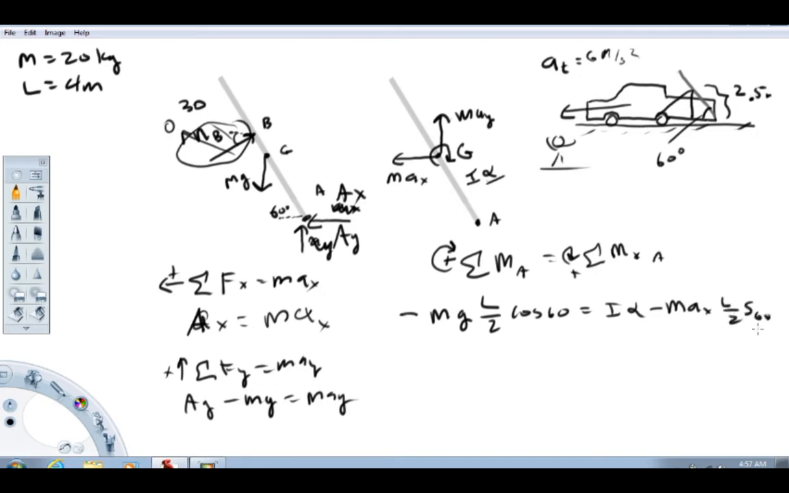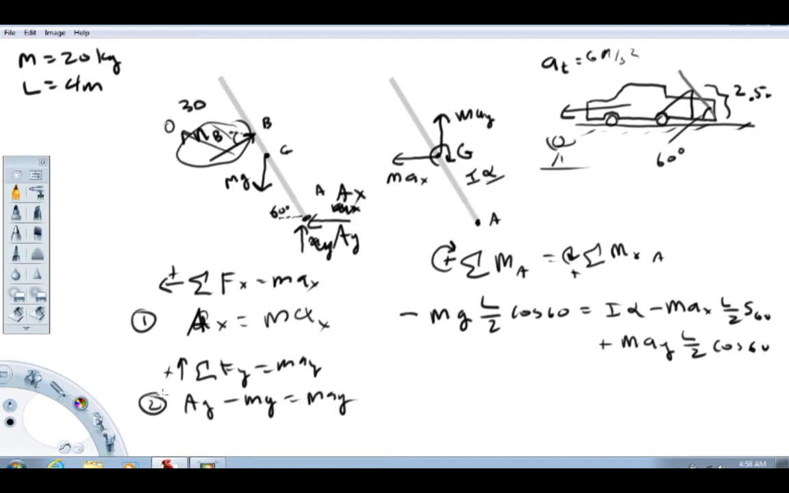Oops, and I ran out of room here. And the other kinetic moment term we have is for the MAY. Now that acts along this line, so the distance we need is L over 2 cosine 60. So the next line is going to be plus MAY times L over 2 cosine 60. All right, so we now have three equations here to analyze this problem.